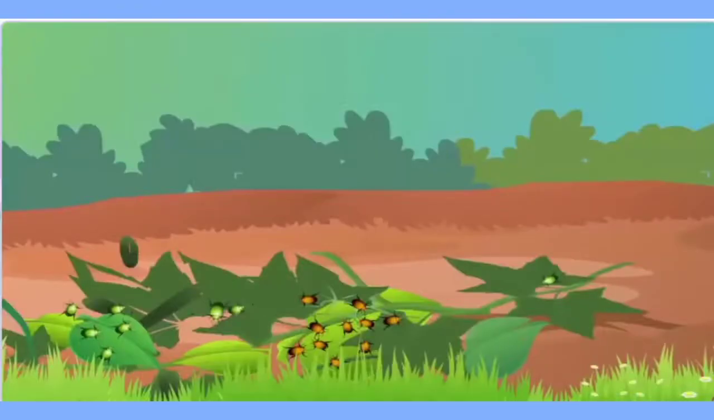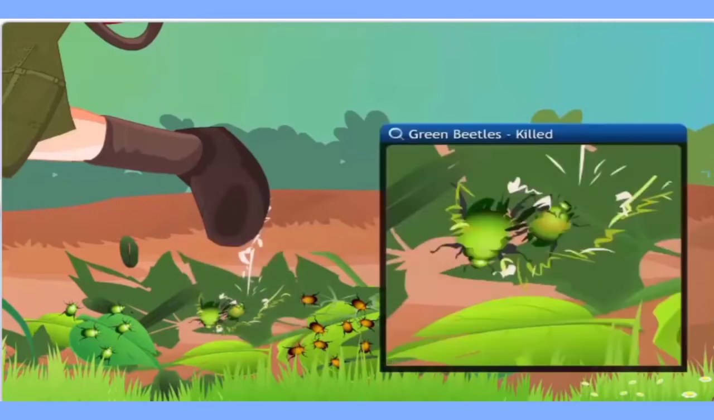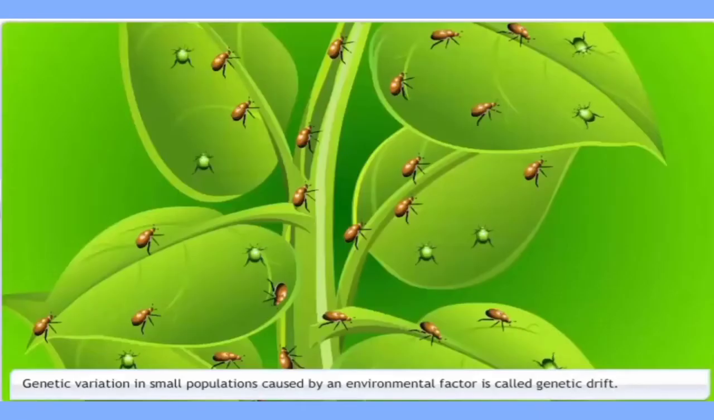Now, let's talk about another situation. In a sample of green and brown beetles, several green beetles are killed when a man steps on the bushes where the beetles are feeding. This results in a greater number of brown beetles in the next generation. So, accidents in a small population can change the frequency of some genes in a population. This genetic variation in a small population caused by environmental factors is called genetic drift.